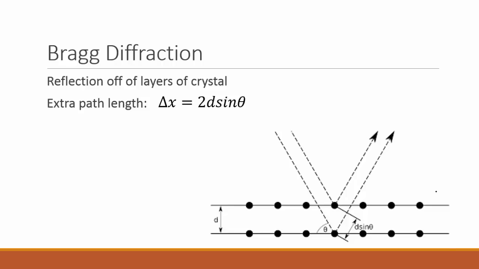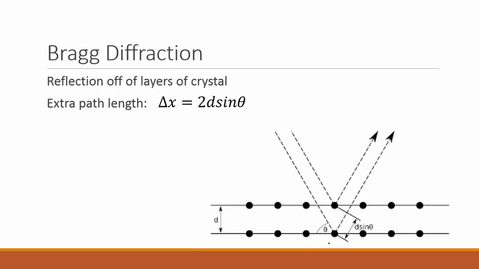And if it reflects off of one layer versus the next layer, it'll go a slightly different distance before they reach and meet up somewhere off to the side. And you can actually figure out exactly how much farther it goes, and the answer is twice d sine theta, where d is the distance between the two layers. It's twice because essentially d sine theta talks about how far extra it goes on one side after it reflects, and d sine theta is also how far extra it has to go before it reflects, and so the total amount is 2 d sine theta.